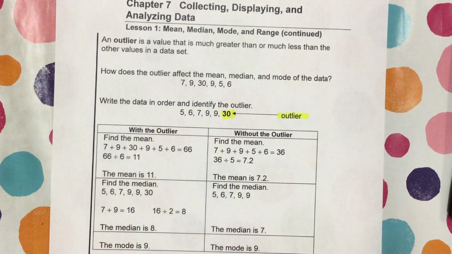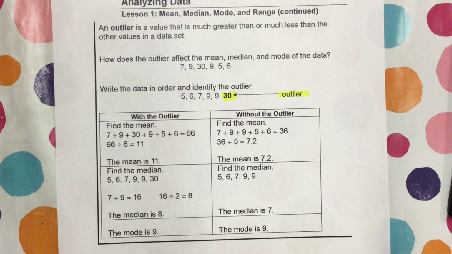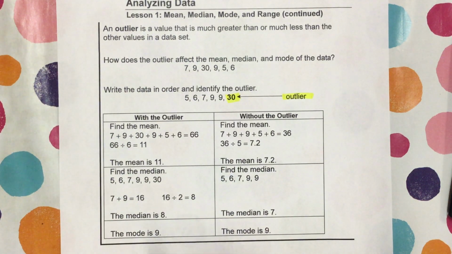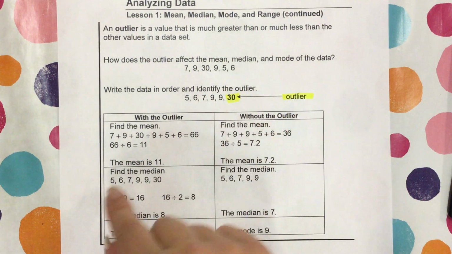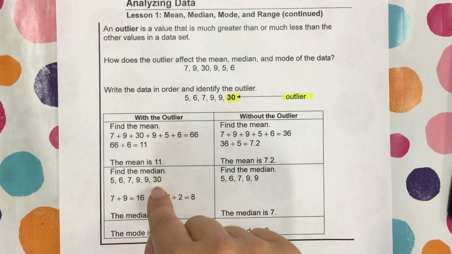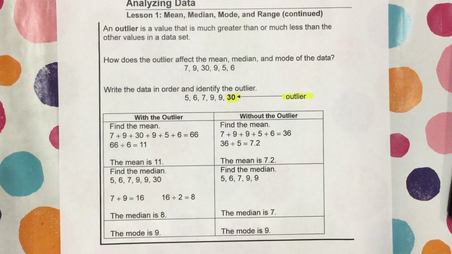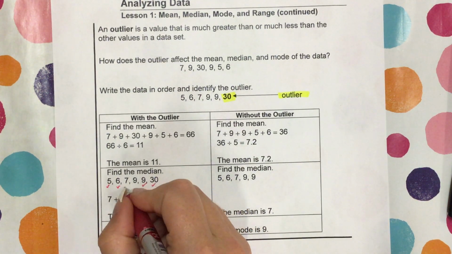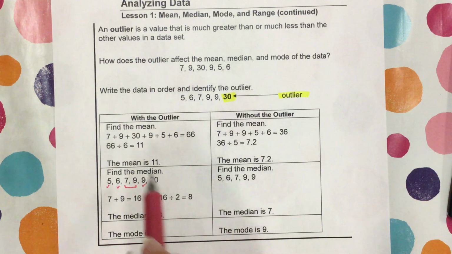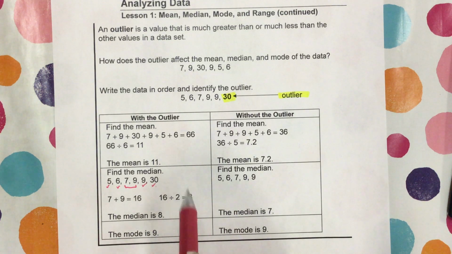Okay, let's go ahead and talk about the median. The median, remember, is the number in the middle. So if we sort these numbers with the outlier from smallest to largest, we have 5, 6, 7, 9, 9, 30. So we're going to go ahead and find the median. We're going to take one away from this side, one away from this side, one away from this side, one away from this side. There's 2 in the middle. So we have to find the average of 7 plus 9, which is 16, and then divide it by 2, which is 8. So the median is 8 with the outlier.